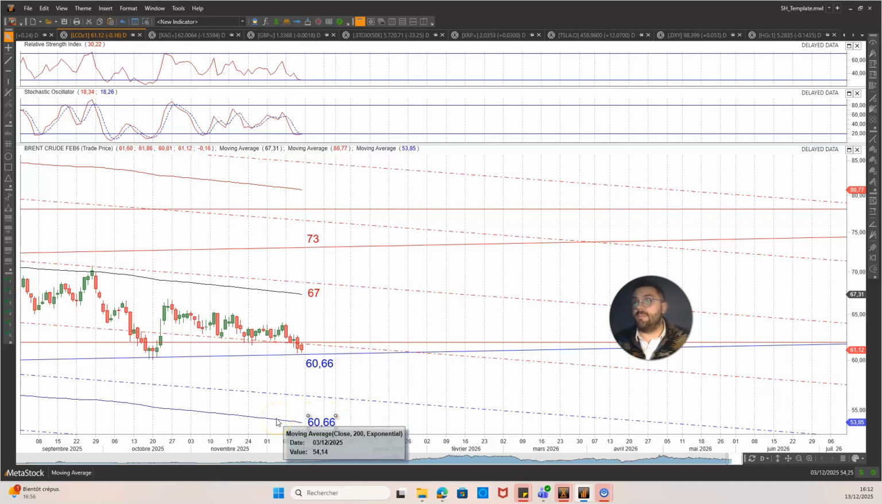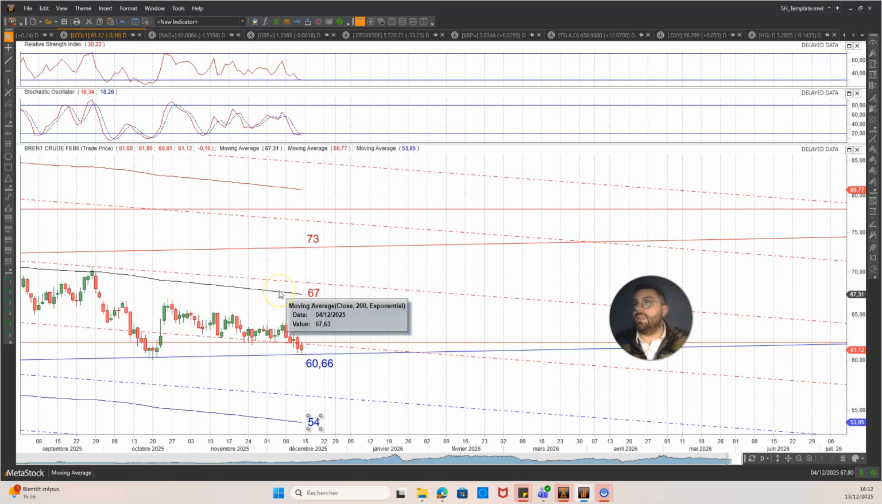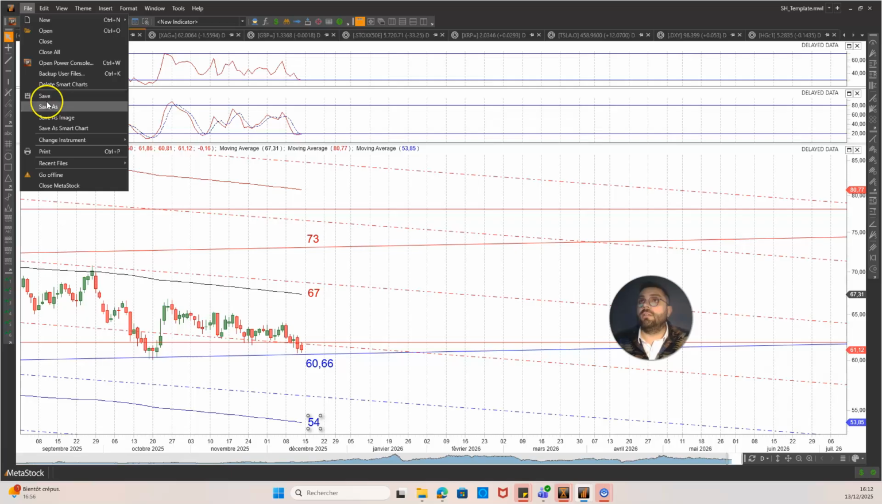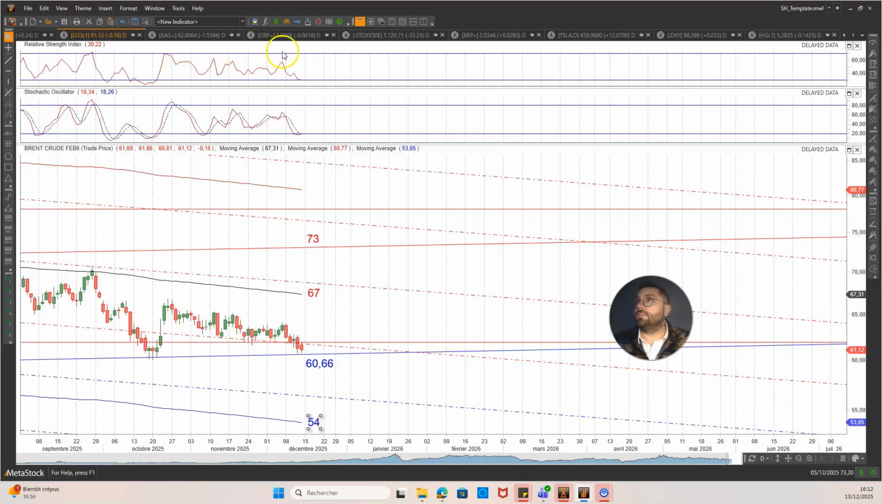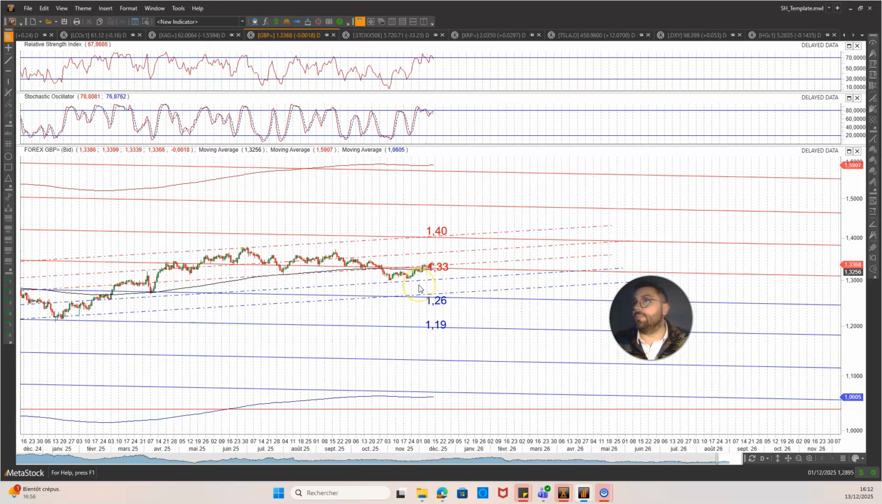corresponding to this down 20% 200 days moving average. Okay, so ladies and gentlemen, I'll let you some seconds so you can take your shots and then move forward to the analysis of the pound sterling chart.